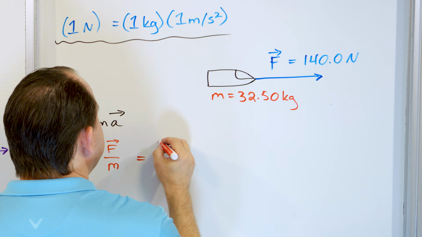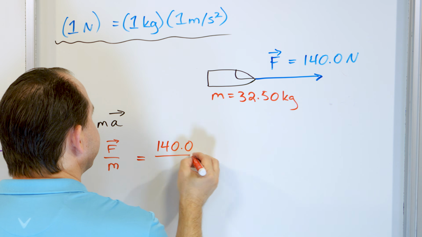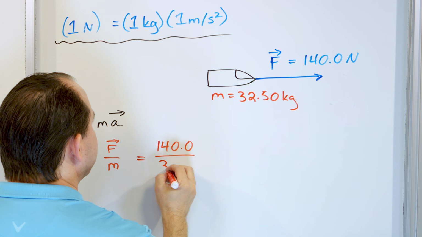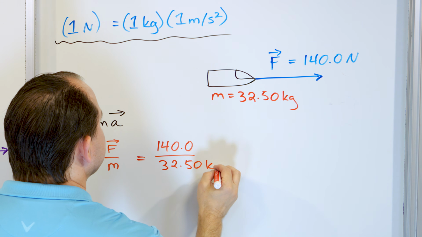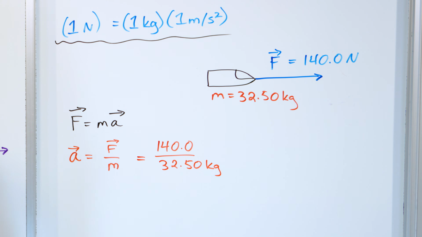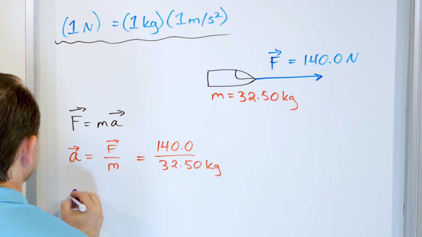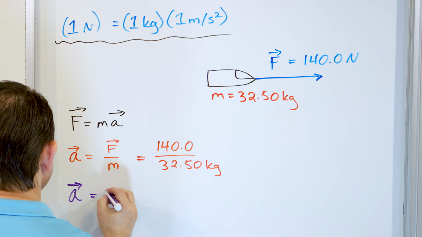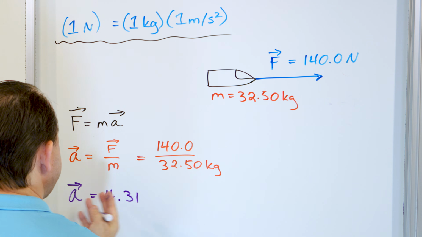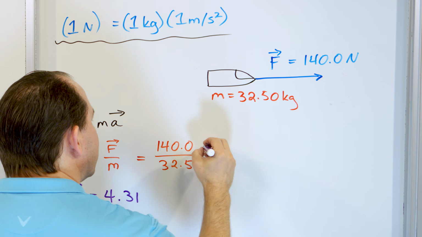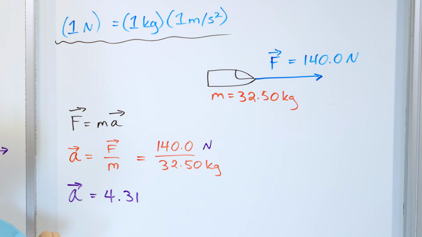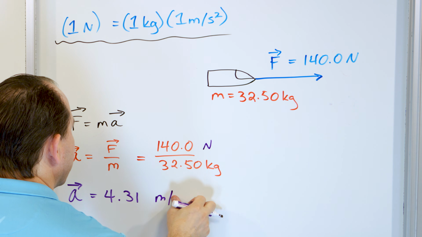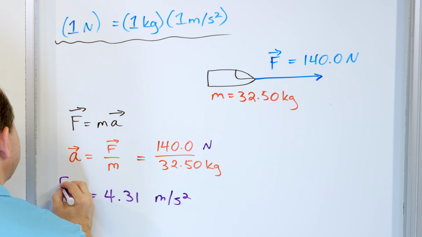And the force is 140 newtons. You always want your forces in newtons and your masses in kilograms, and the mass is already given in kilograms, 32.50 kilograms. And so when you run this through a calculator, 140 divided by 32.5, you get 4.31. And what units is it? Well, you always want to have your forces in newtons and your masses in kilograms. And when this happens, meters per second squared is what the acceleration is.